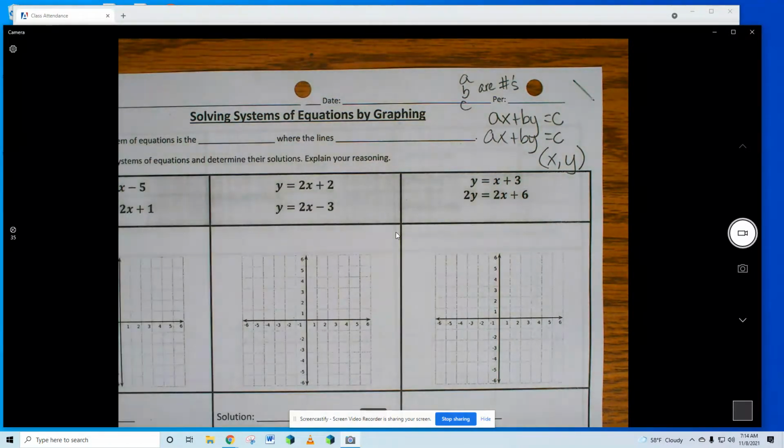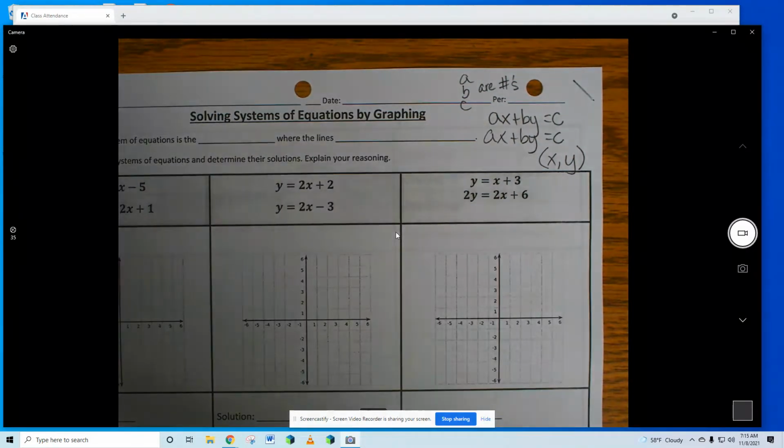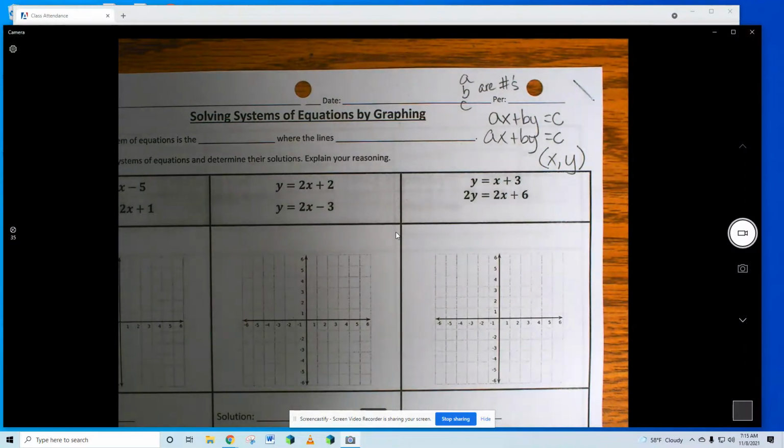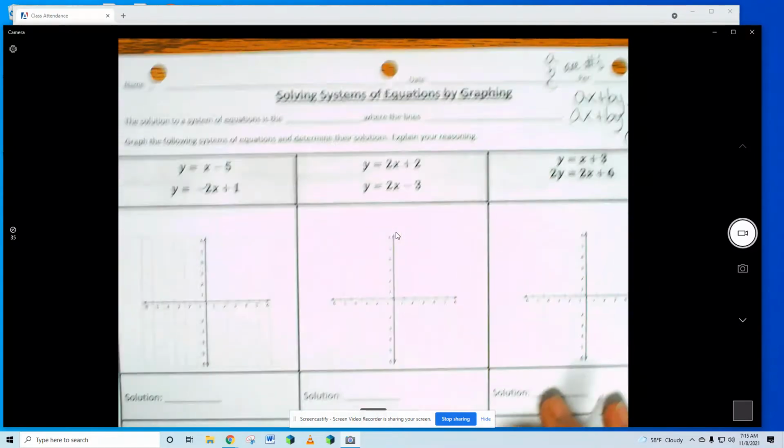So let's get started. You all need a ruler. I have way too many on my desk. Does anybody in front of me need a ruler? Thank you.